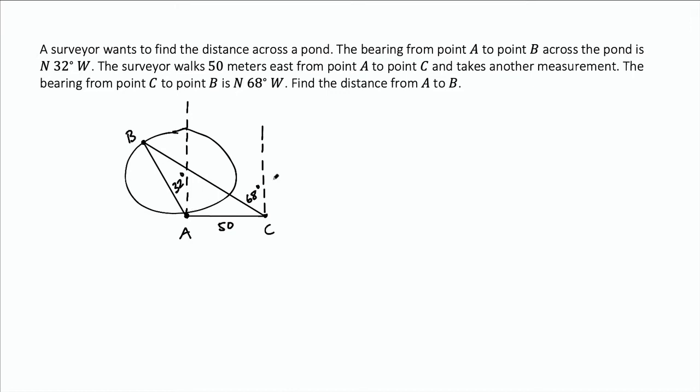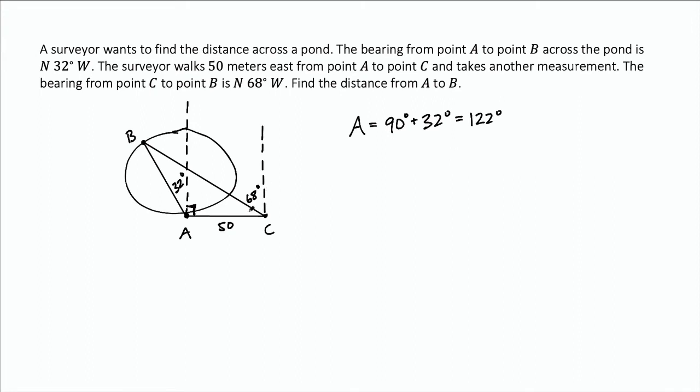So the angle A, we can get because we know that this is a right angle, okay, from due north to east, that's a right angle. So that's 90. So 90 plus the 32 degree in the bearings. And that is 122 degrees.